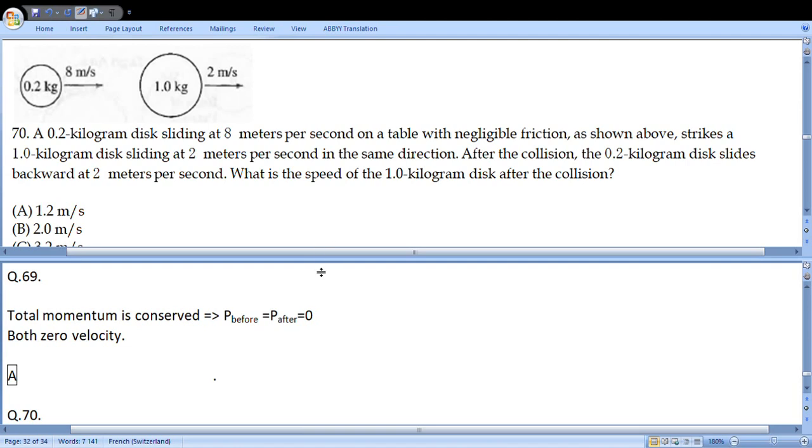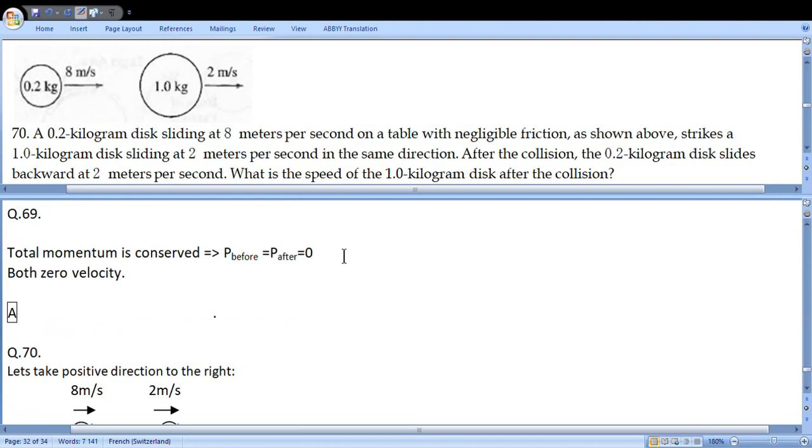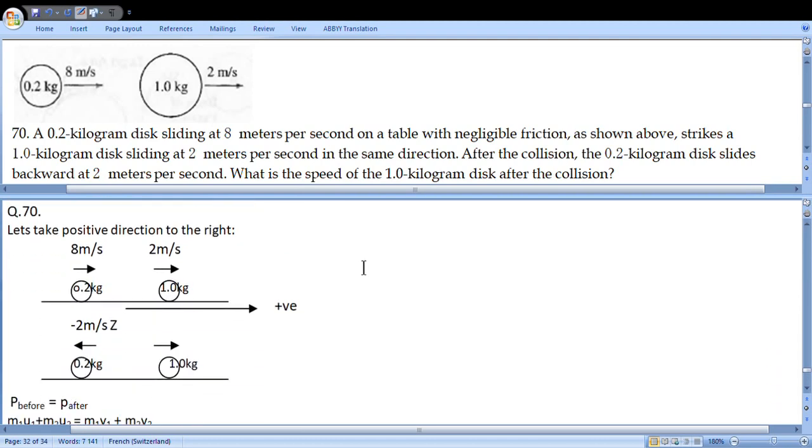70. So here a 0.2 kilogram disk sliding at 8 meters per second on a table with negligible resistance as shown above strikes a 1 kilogram disk sliding at 2 meters per second in the same direction. After the collision, the 0.2 kilogram disk slides backwards at 2 meters per second. What is the speed of the 1 kilogram disk after the collision?